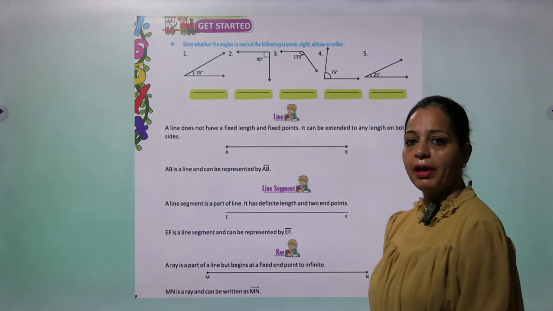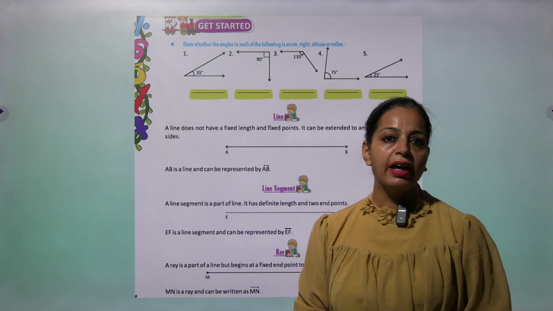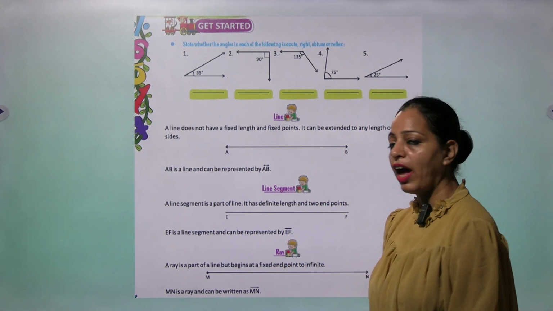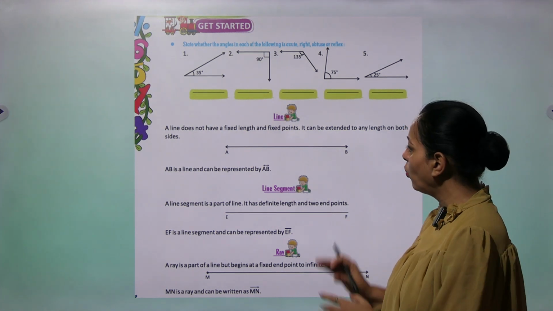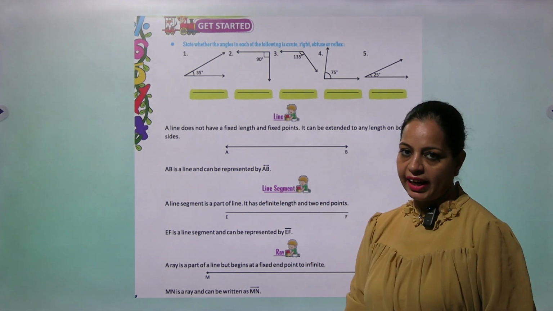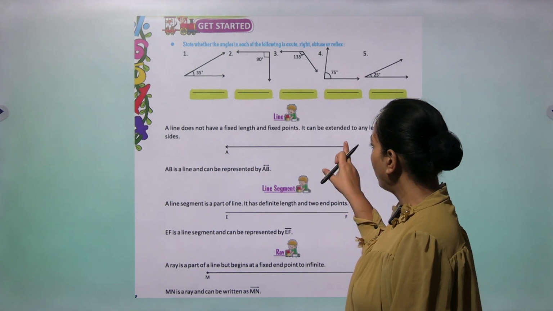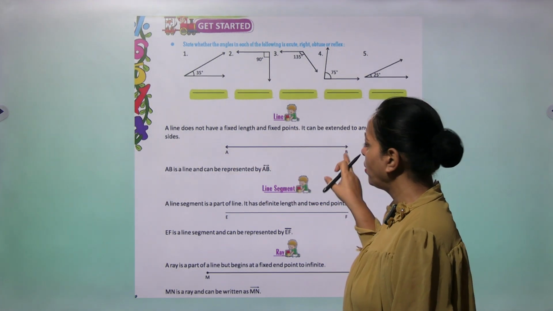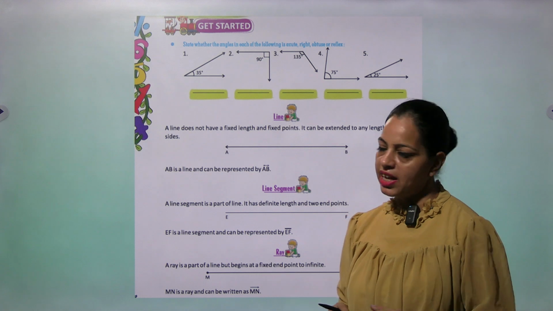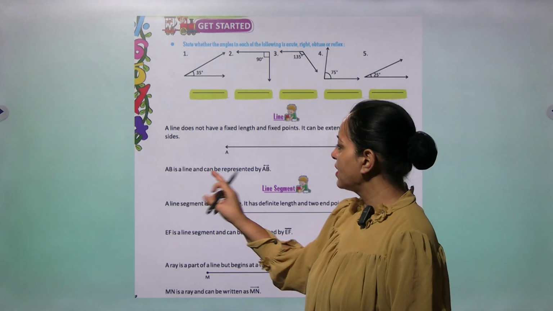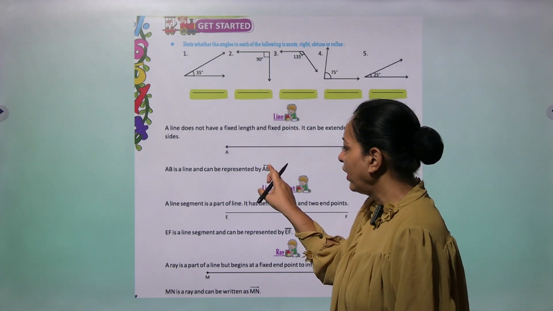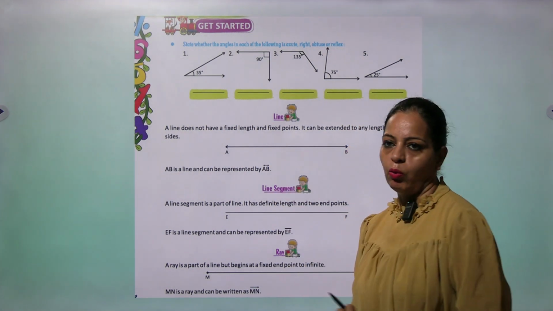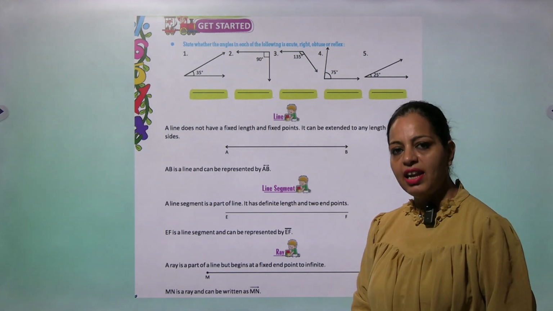So now first I am telling you about line. What do you mean by a line? A line does not have a fixed length, no fixed points. It can be extended to any length on both the sides. So like this, you can see we are writing an arrow here. Arrow means we can extend in both the directions. So AB is a line, and how can we write it? AB and then a line above it with arrows. It means AB is a line.